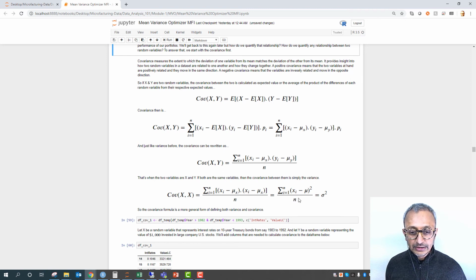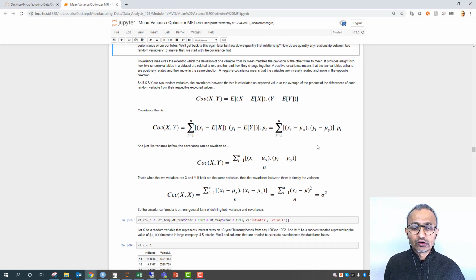That's when the two variables are x and y. What if the two variables are the same? Let's say you are trying to find a covariance with respect to that same variable, x and x. That gets us to the variance formula we already talked about. So the covariance formula is a more general form of defining both variance and covariance.